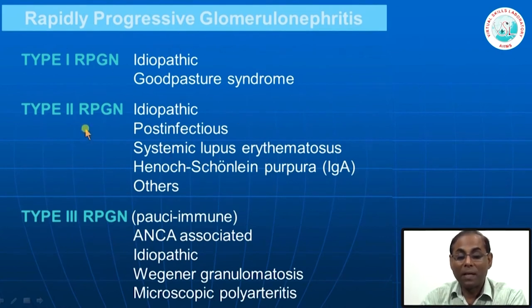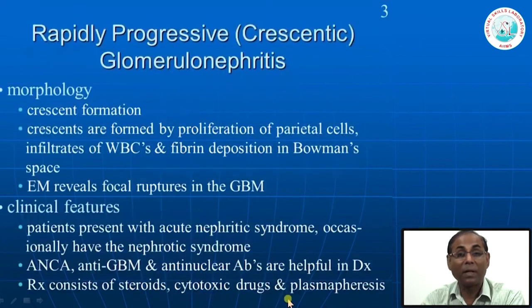Type 1 is idiopathic or Goodpasture syndrome. Type 2 is idiopathic, post-infectious, systemic lupus erythematosus, Henoch-Schönlein purpura also. So, immune complex mediated, associated with RPGN. Type 3 is pauci-immune, ANCA associated, idiopathic; there may be Wegener's granulomatosis and microscopic polyarteritis, they are collagen vascular disease.